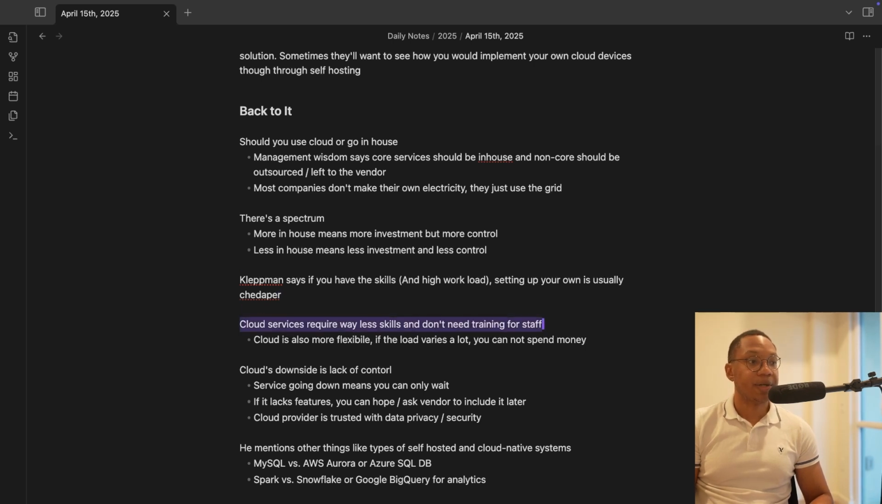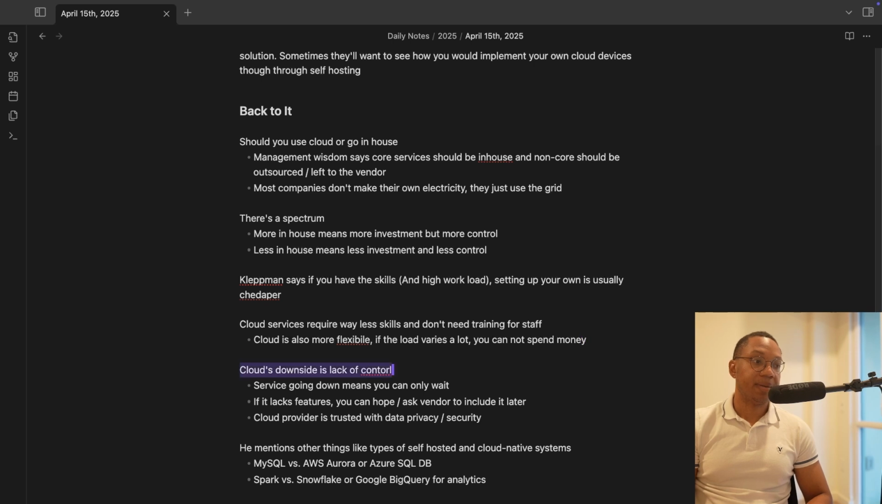He mentions that cloud requires way fewer skills. So again, you don't need to train staff to use your cloud. It's pretty easy to learn compared to building up your own server and data warehouse. Cloud's going to be more flexible when the load varies a lot. You can literally just not spend any money if it's zero.